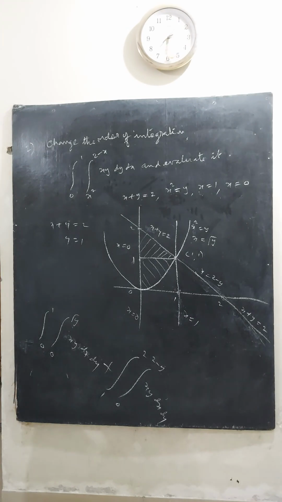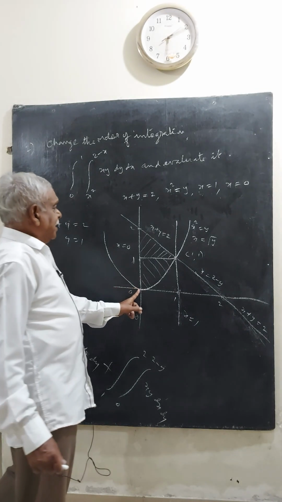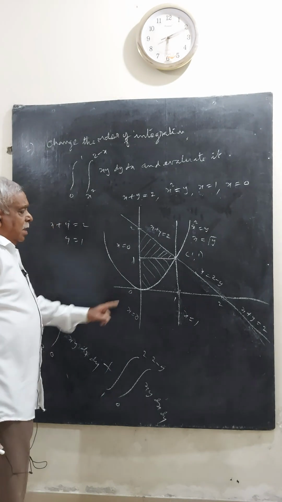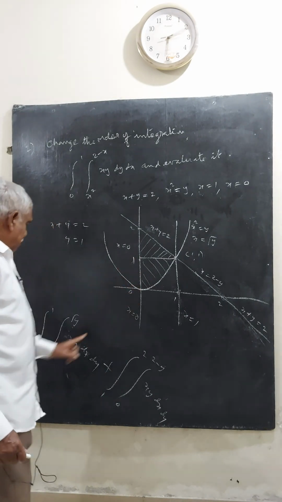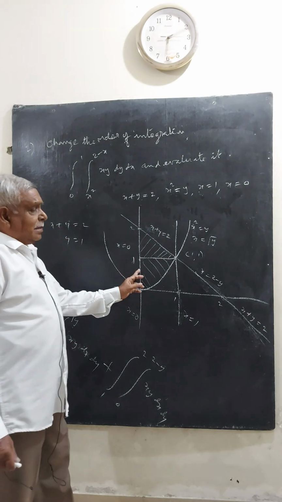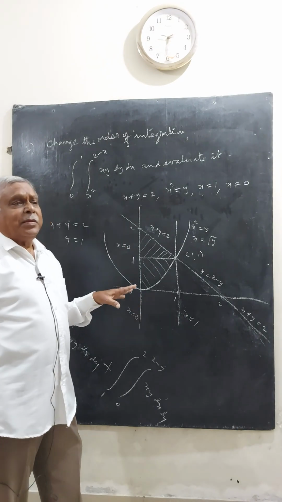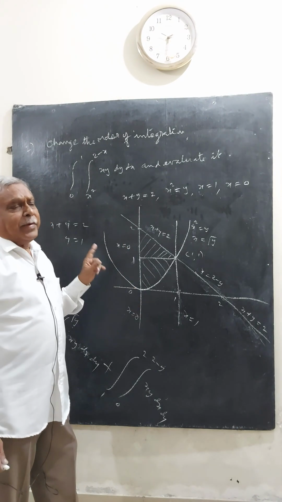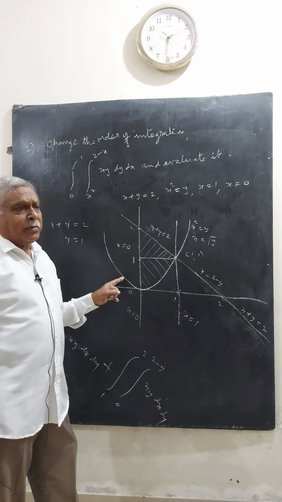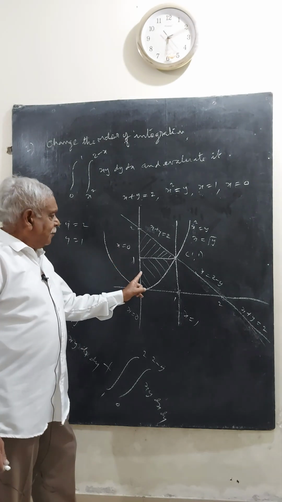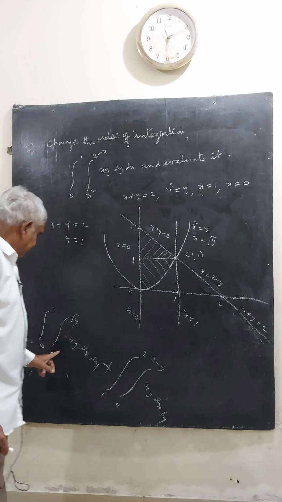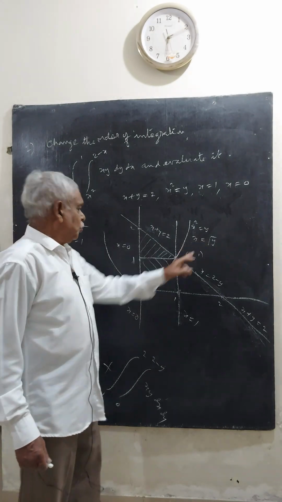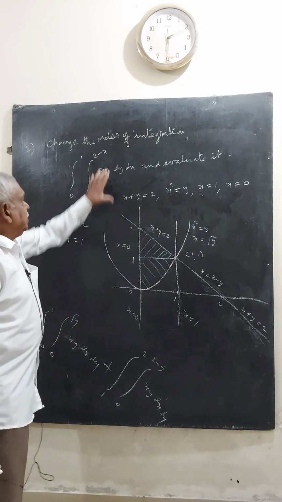Again, I'm telling you, we are taking limits on the y axis. First limit is 0 to 1. X is left to right. If you take limits on the x axis, we have to take the curve left to right. X equal to 0 is the left curve. Right, x equal to root y. The same function.